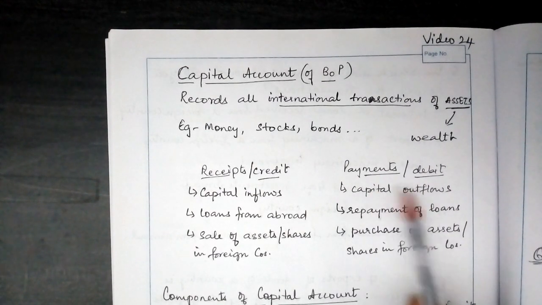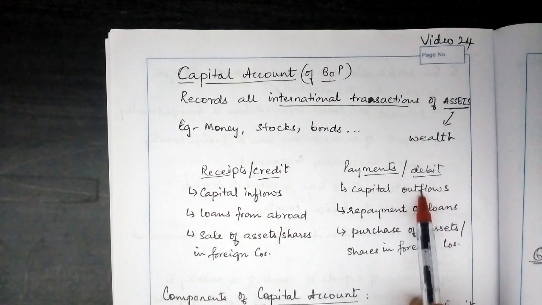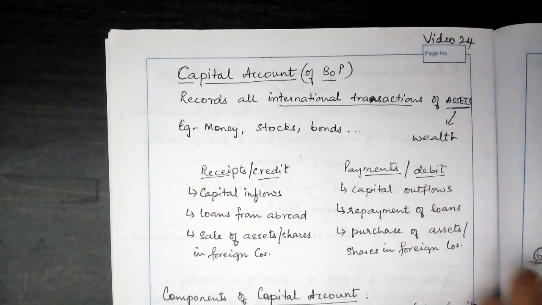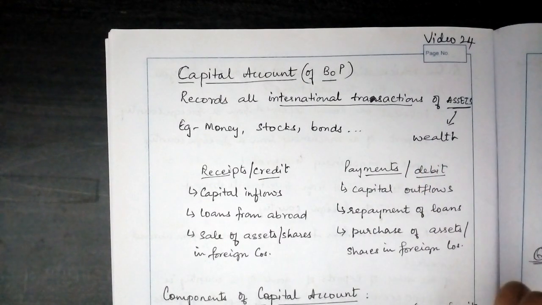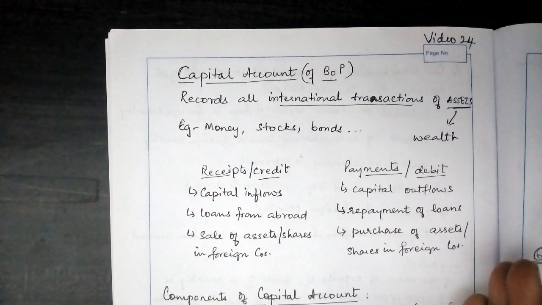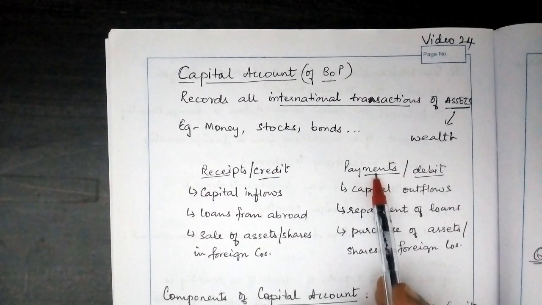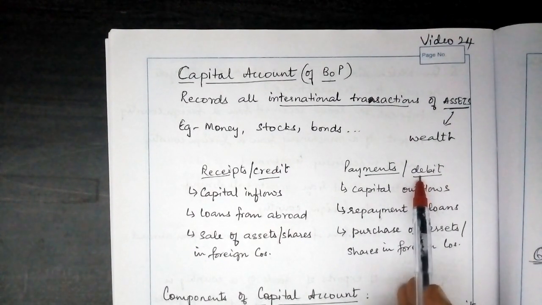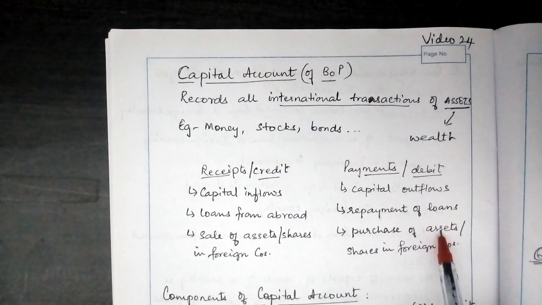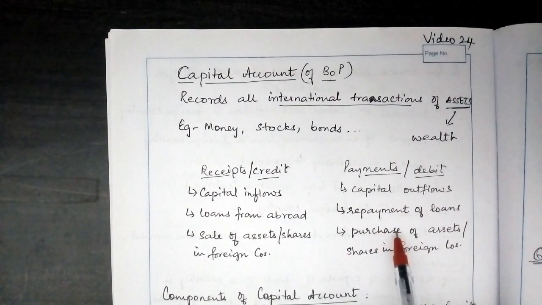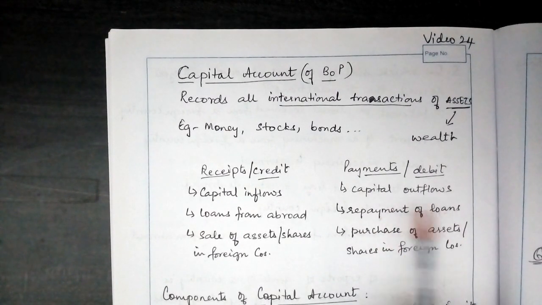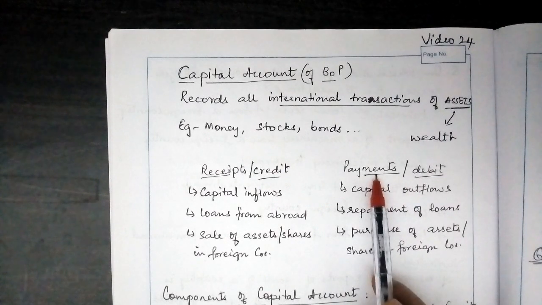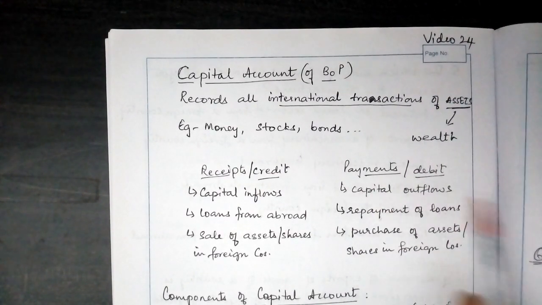These are capital outflows. For example, the repayment of loans. When you have to repay loans, you pay the foreign currency to the outside world. Hence, it is a payment and therefore recorded on the debit side of the capital account. Then purchase of assets or shares in foreign companies. When you make a purchase, you pay money outside. So there is a capital outflow. Hence is a payment and therefore recorded on the debit side of the capital account.